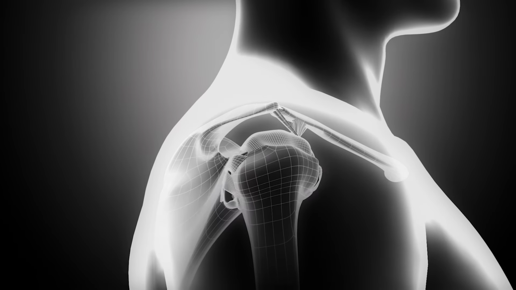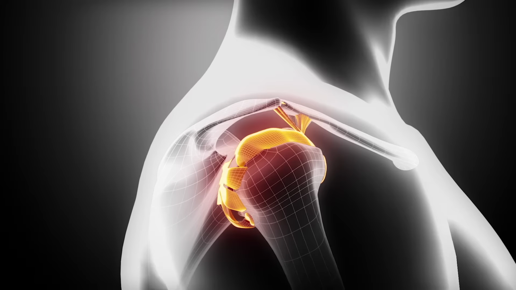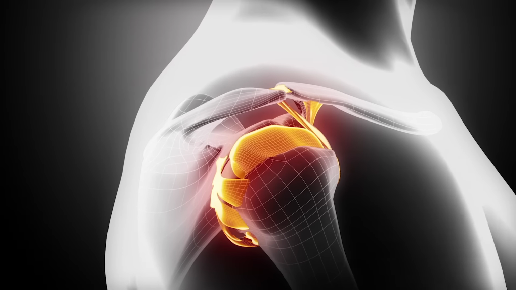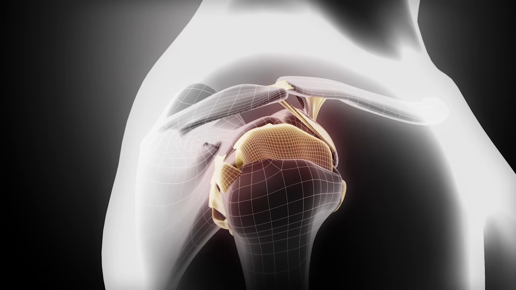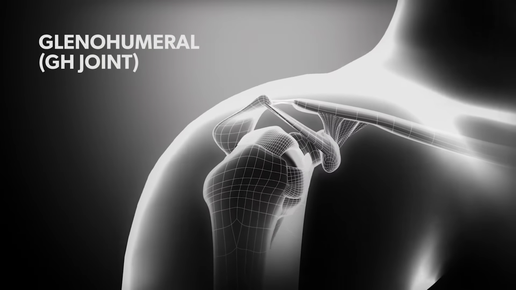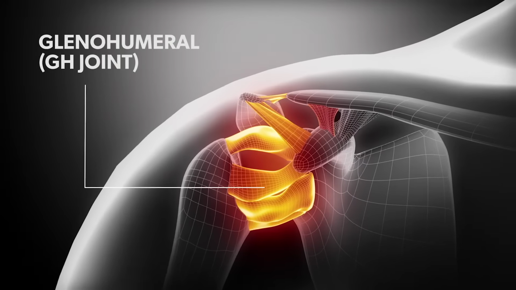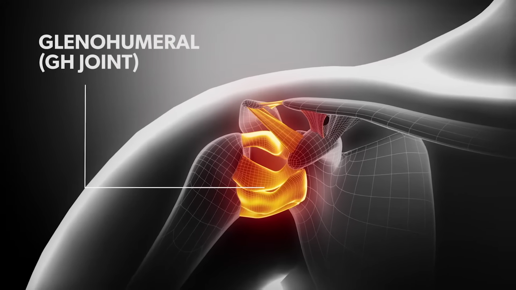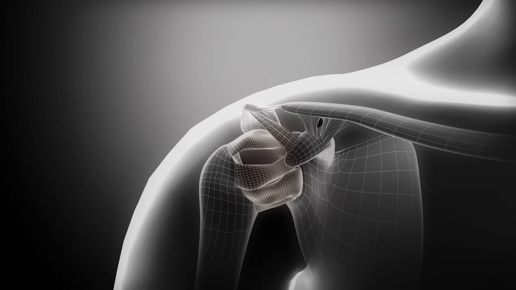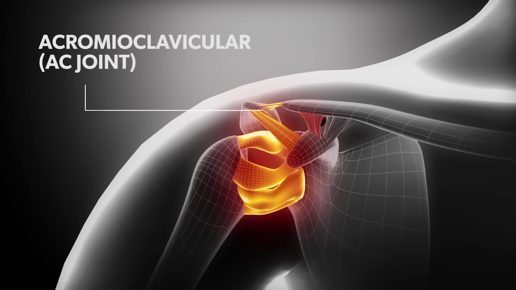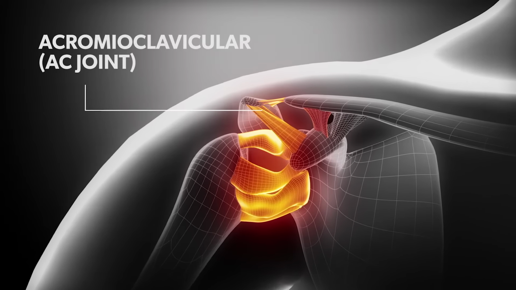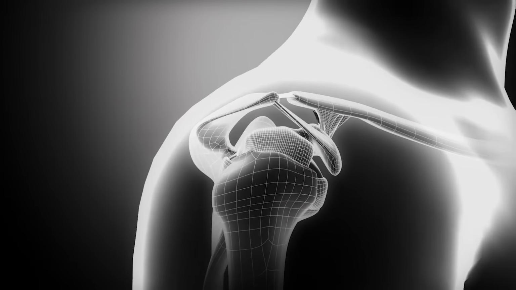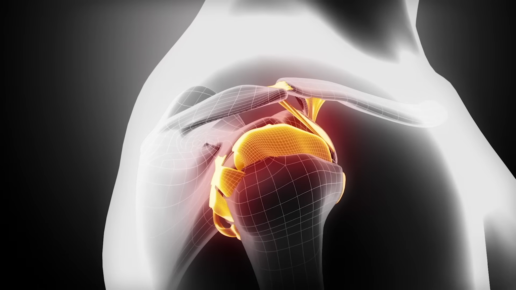There are two joints within the shoulder that can be affected by osteoarthritis. The main joint that provides most of the motion is called the glenohumeral joint or GH joint, which is where the arm bone, or the humerus, meets the shoulder blade, the scapula. The other smaller joint in the shoulder that does not provide much motion is the acromioclavicular joint or the AC joint, where the collarbone connects to the scapula.